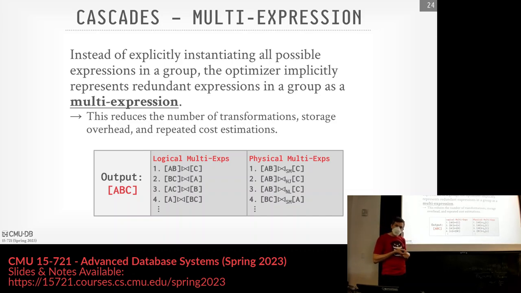Consider physical properties in this group, for example, order. His question is, do these groups have physical properties? Yes, I'm just not showing them here. So you would know that, okay, A, B, C, and I have to be sorted on A.id or something like that.